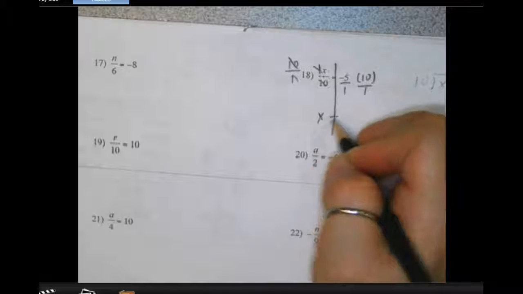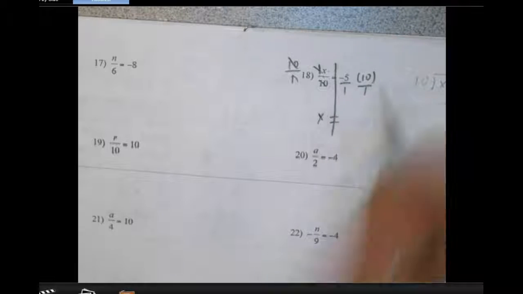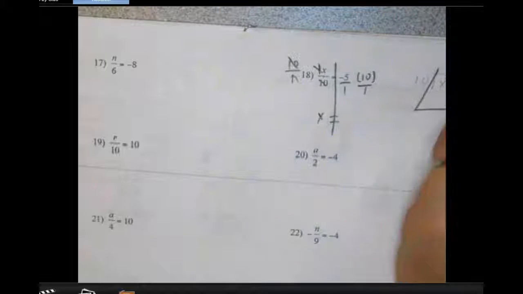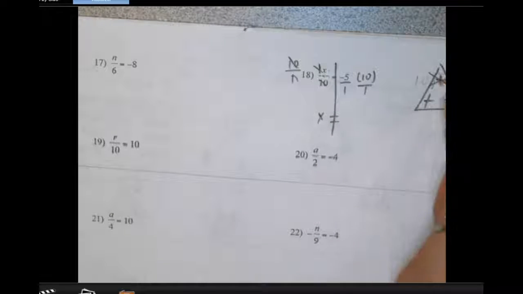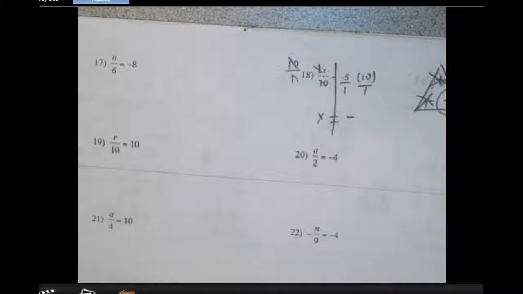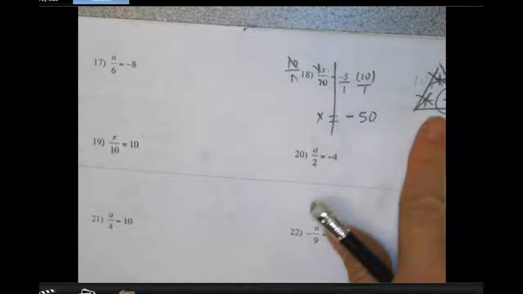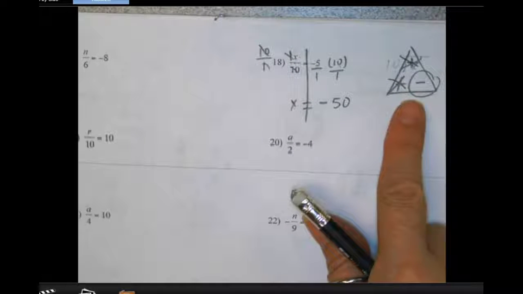So our problem is going to end up being whatever my answer to this multiplication here is. So let's do our triangle here because we still need the triangle, okay? So I have a negative 5 and a positive 10. My answer will be negative. What is 5 times 10? 50. So my answer x is equal to negative 50. My triangle still applies. Okay?